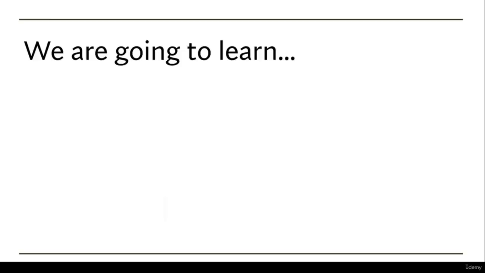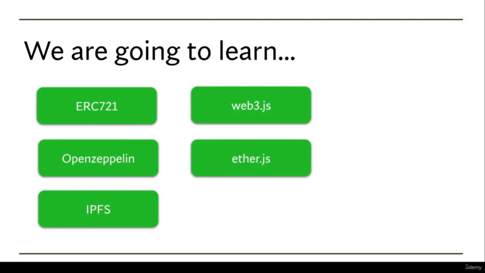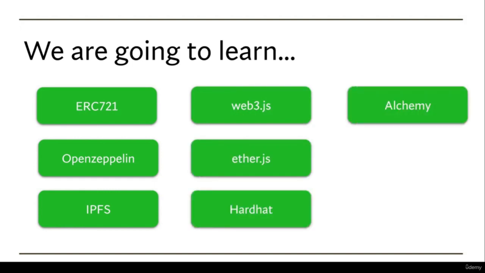While creating an NFT, there are a lot of things that we are going to learn. First of all, we will see how to use ERC-721 in making of an NFT. We will also be using OpenZeppelin. We have already discussed in detail about ERC-721 and OpenZeppelin in our previous lectures. Then we will see how we are going to use IPFS, because we are using IPFS for uploading our image. We will be using web3.js, ether.js, plus we will be using Hardhat in this video, plus we will be using Alchemy in this video. That we will understand while moving forward.